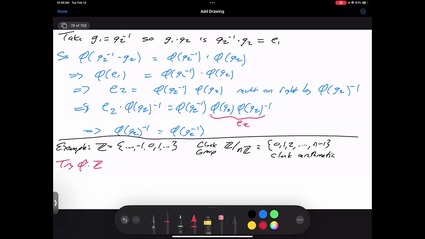So I want some map from Z to the clock group. How should we define phi of an integer m? Yeah, let's try it as phi of m equal to m mod n. So the remainder when we divide by n. So now we just have to do the algebra.